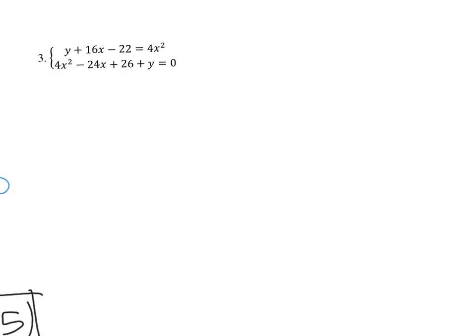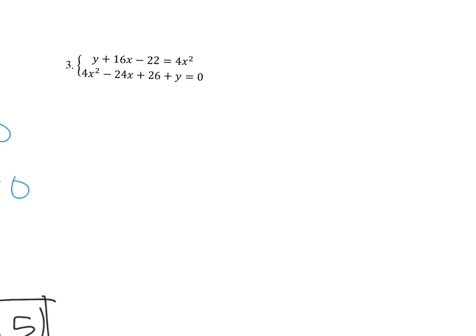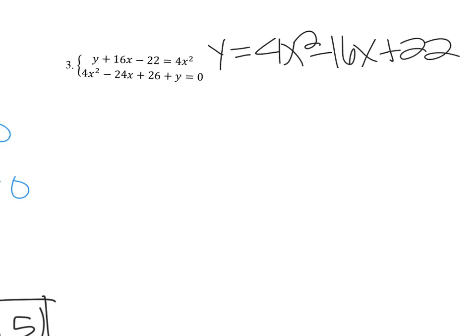All right, and so the next one we have is here. Again, we're going to use substitution in order to solve. So you can decide which one you would like to solve for y. I'm going to go ahead and use the top one and just move everything over. So I have y equals, and I'm going to leave the 4x squared, move the 16x over, and that's now going to be negative 16x. Move the negative 22 over, and to do that, I have to add 22 on both sides.